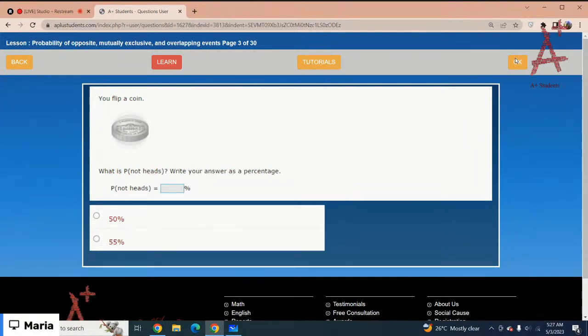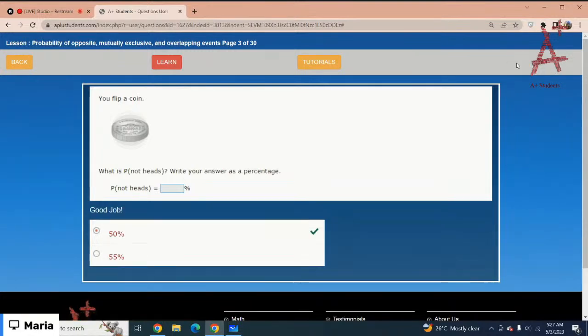Okay, you flip a coin. You need to get the probability not heads. Not head means you are getting tail. So the probability of getting head or tail on the coin is 50% chance, like either you get head or either you get tail. You have just two outcomes. Got it?